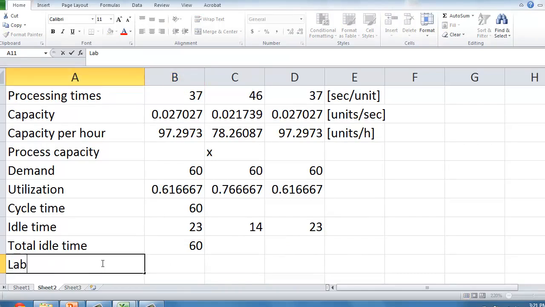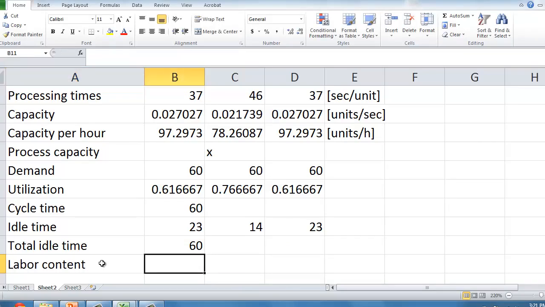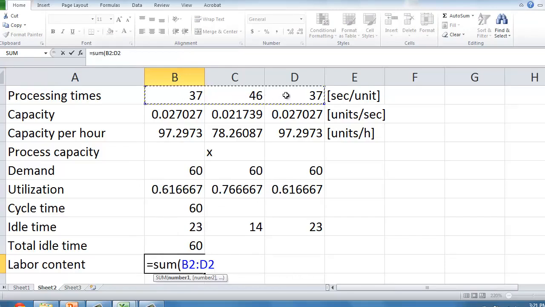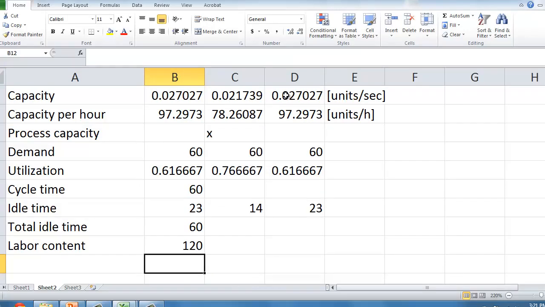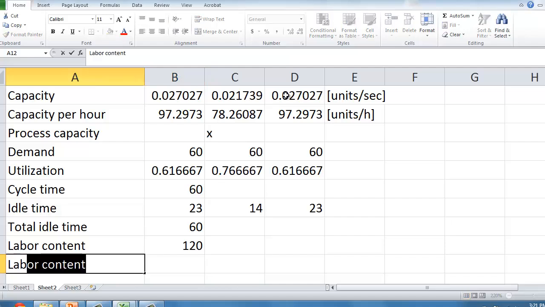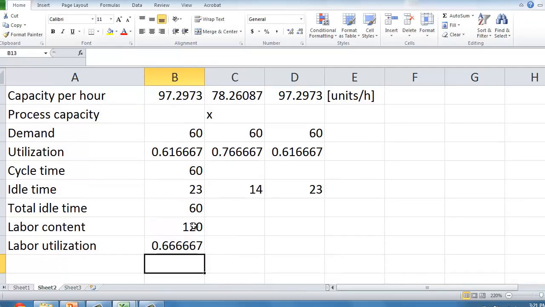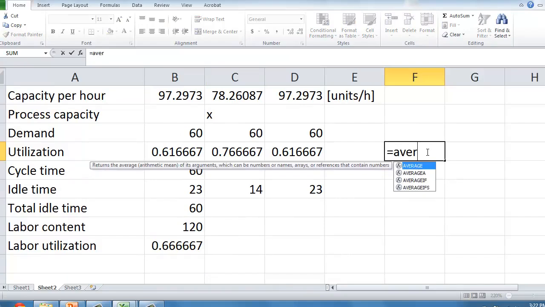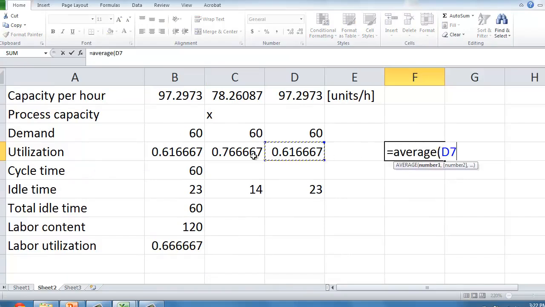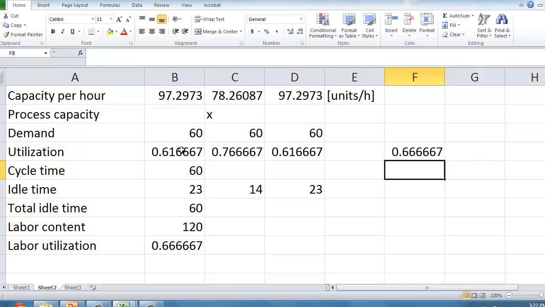The next thing that we can do is compute the labor content, which is also expressed per sandwich, as the sum of the processing times. With those two pieces of information, I can compute the labor utilization as the ratio between the labor content and the labor content plus the idle time. This is 66.6%. Notice, by the way, that as before, this is also exactly the average of the individually computed utilizations.